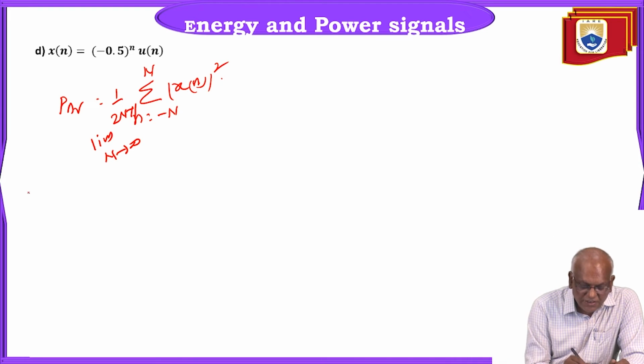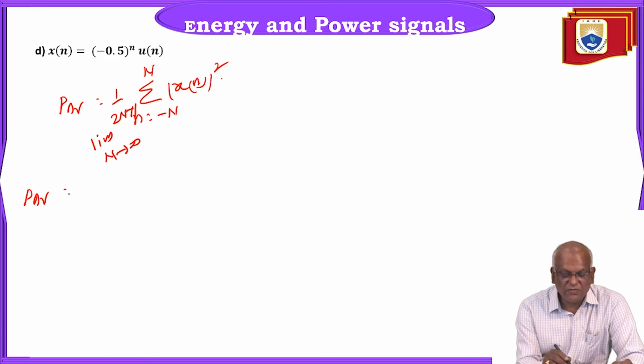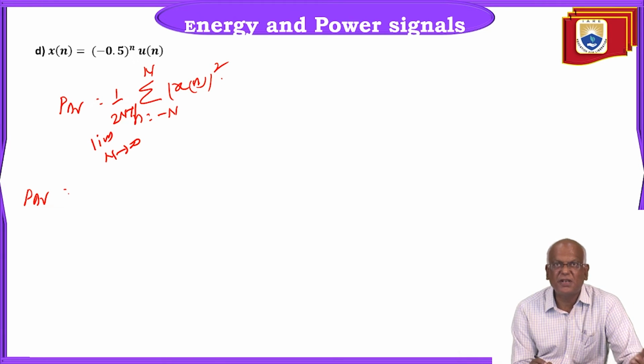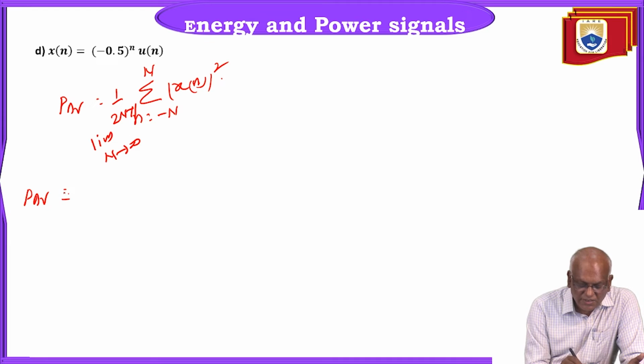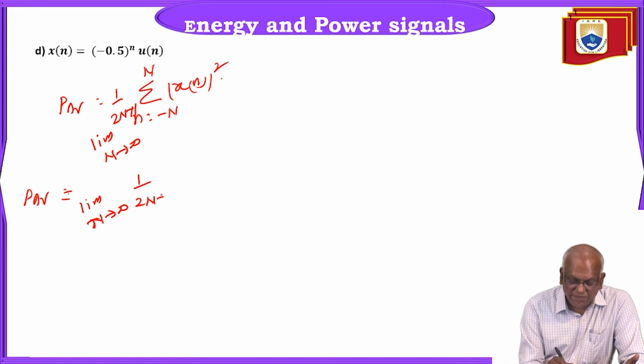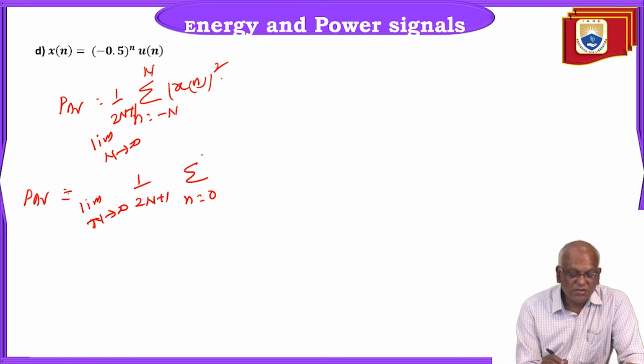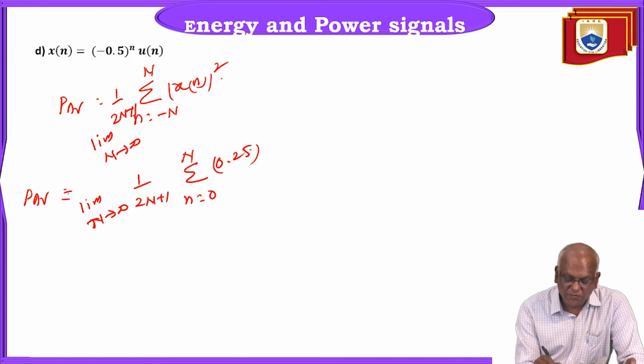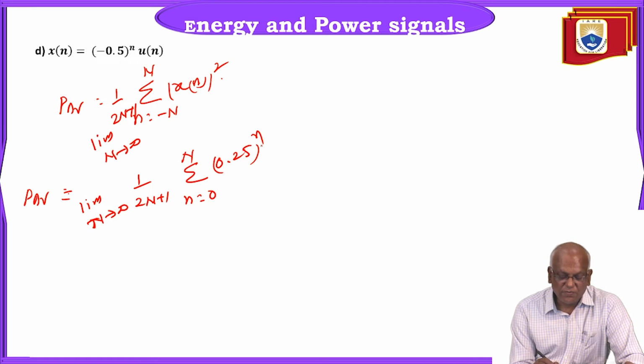Now I am finding the P average value. As you know, u of n multiplied with any function becomes a one-sided signal. Let us take the limit n tends to infinity of 1 divided by 2n plus 1, the sum from n equal to 0 to n of x of n squared, which is nothing but 0.25 to the power n.